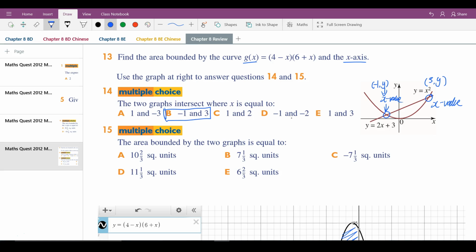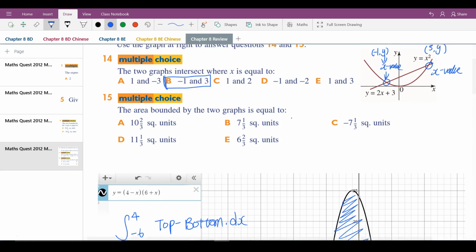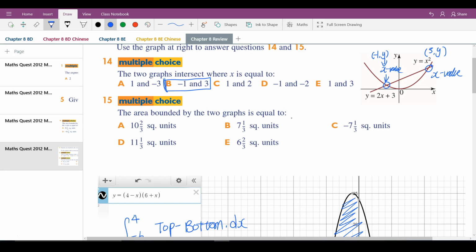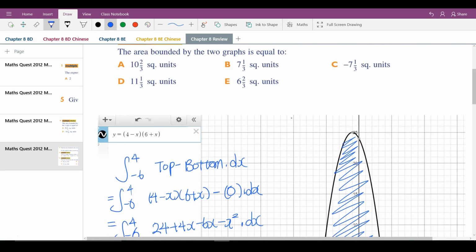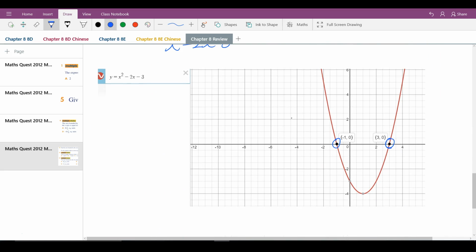-1 and 3. Easy. Okay, number 15. It's the same graph. The area bounded by the two graphs is equal to... now we're looking for this area. We just got our x domain, so we can go with a definite integral from -1 to 3. Great. So, integrating from -1 to 3, top minus the bottom.